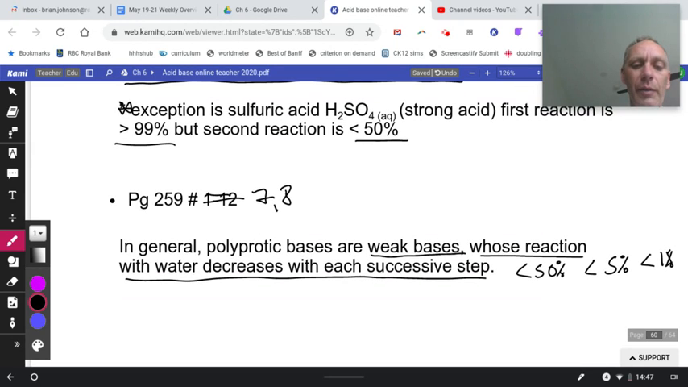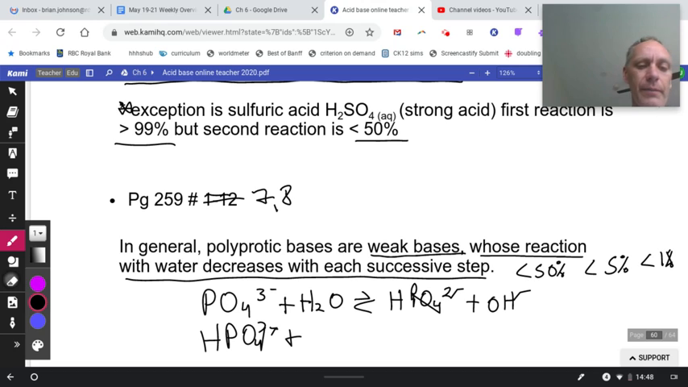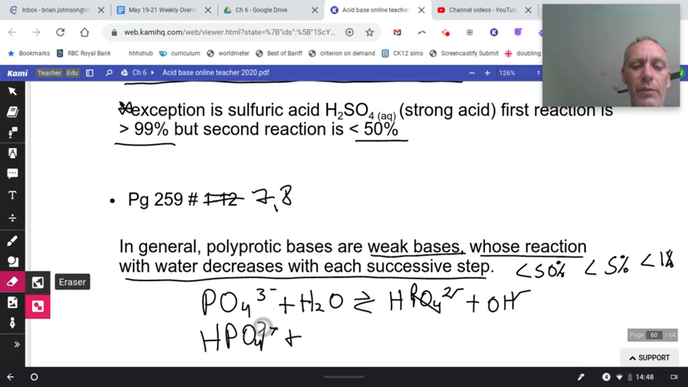And you're going, we didn't see any triples. An example of a triple would be PO4 3 minus. A 3 minus could react with water 3 times. I'm not going to go through all of them, but here's the first one. HPO4 2 minus and hydroxide, and then the HPO4 2 minus could react with water. Wow, that is so messy. And you could continue on.